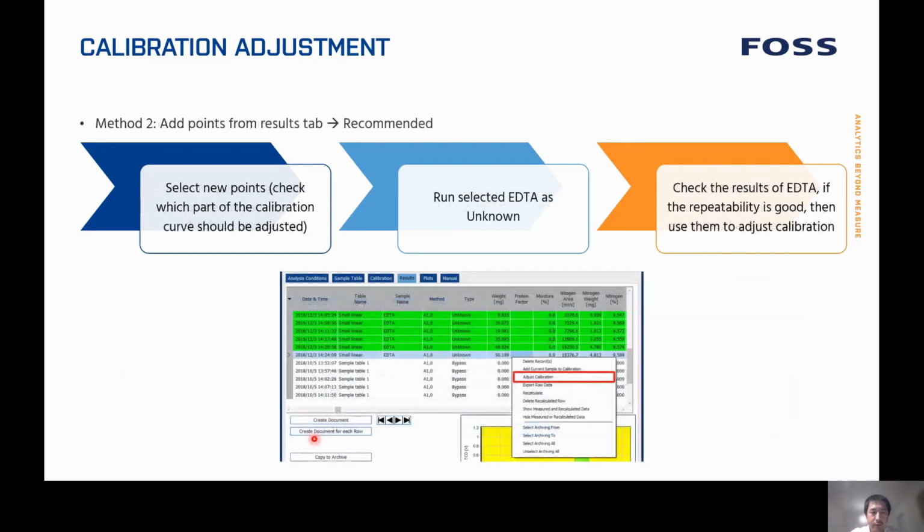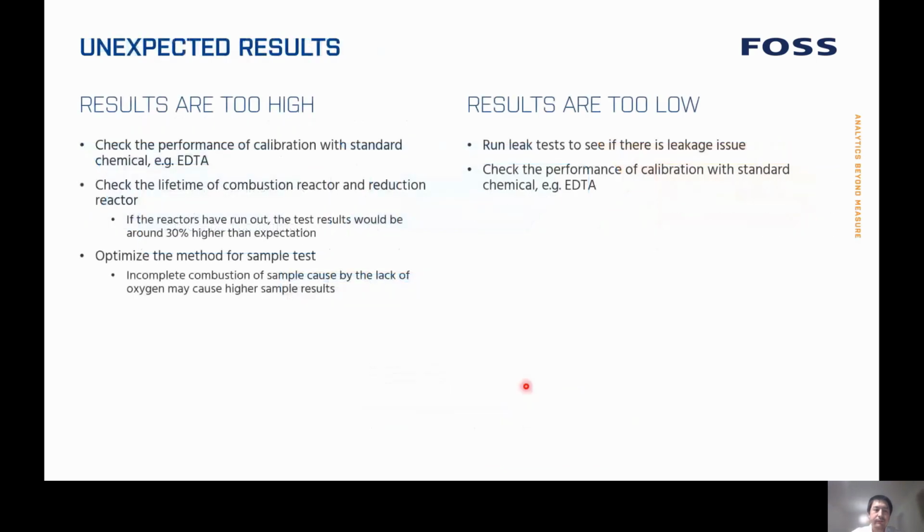The second way to do the adjustment is you run the EDTA as an unknown sample. For example, if you run 50 milligram, then you will get a value. This is in the result tab: you get the value, you choose the result and right click, and then you have this adjust calibration. Because you ran this with a certain calibration, this result will be added for adjusting the calibration. This is an easier way, so we usually recommend you use this way to adjust the calibration.